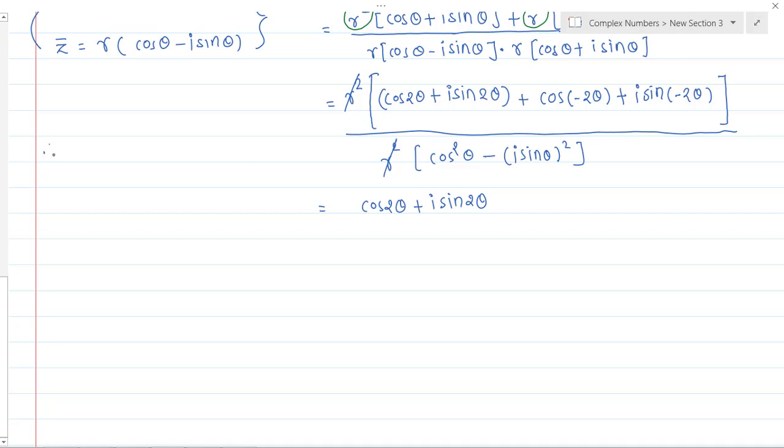You know that cos of minus theta is what? And sin of minus theta is what? Cos theta.